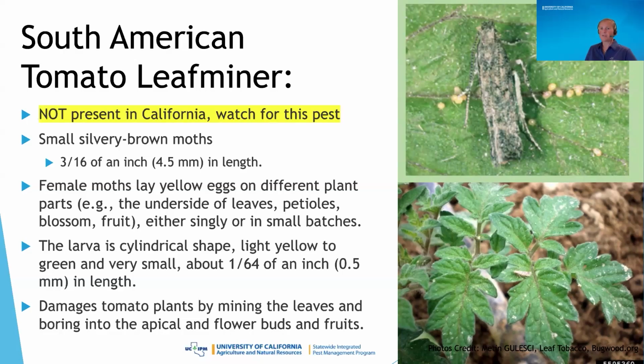If this pest were to establish in California, it would cause major damage to home gardens and our commercial tomato production across the state. We're asking that if you grow tomatoes, to inspect your plants regularly, especially the undersides of leaves and developing fruit, and you can report any suspicious damage.